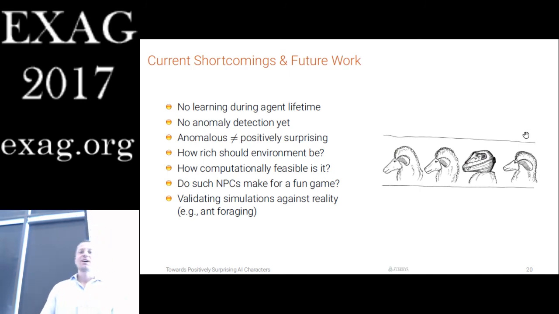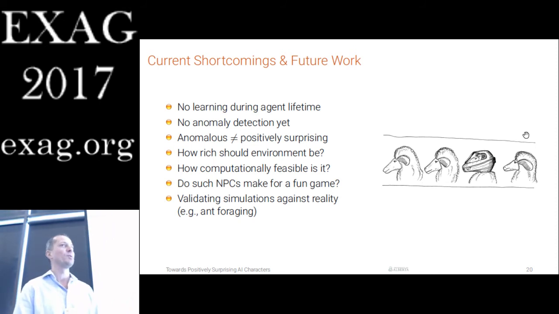Okay, so there's lots of current shortcomings and therefore future work. We actually currently don't do reinforcement learning during lifetime. We will shortly. We tried deep learning, Q learning, and it works, but we don't have any results on that yet. We don't have any anomaly detection yet. There was a proxy of supervised learning in place. Anomalous is not necessarily positive surprising. It could be something bad, something uninteresting, bugs.